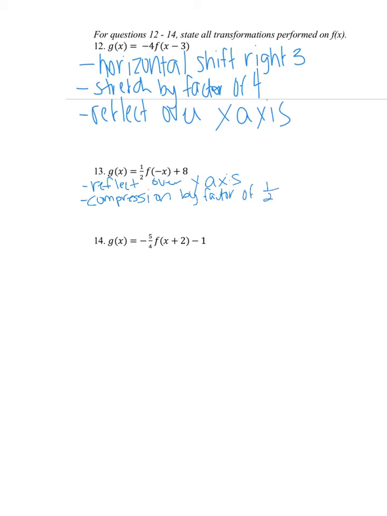And then the +8 on the end tells me that this is a vertical shift. Because it's vertical, you're either going up or down. Because it's positive, you're going up 8. And that's it. And then lastly, for number 14, I have 4 things happening here. The first thing is what's inside the parentheses. That's a horizontal shift to the left because it's a positive. Left 2.